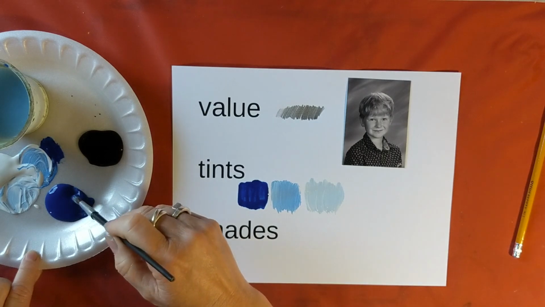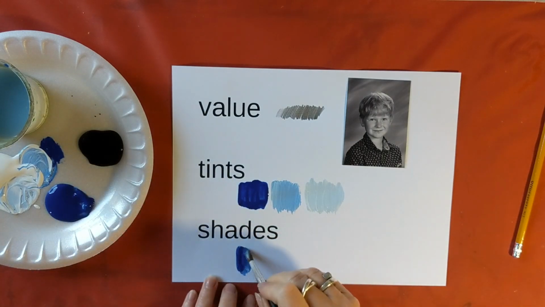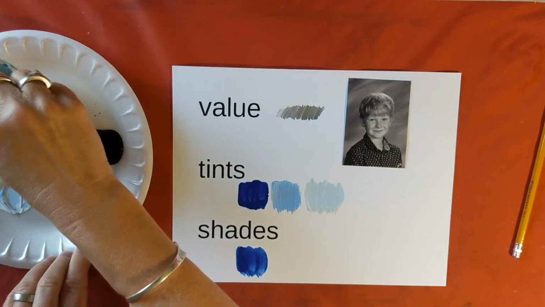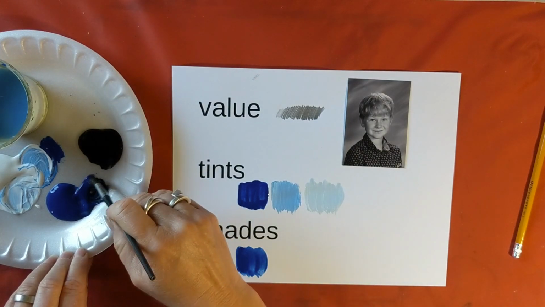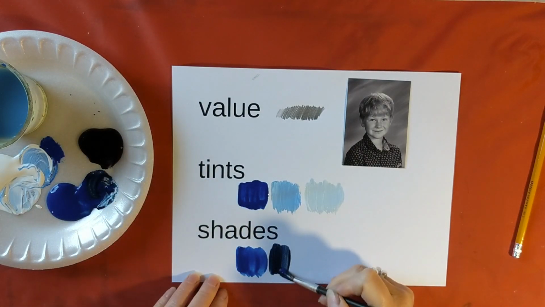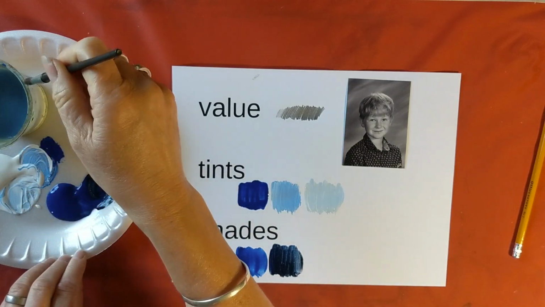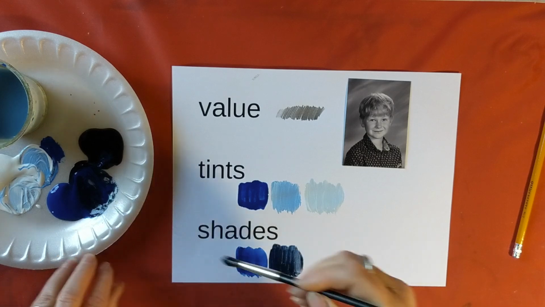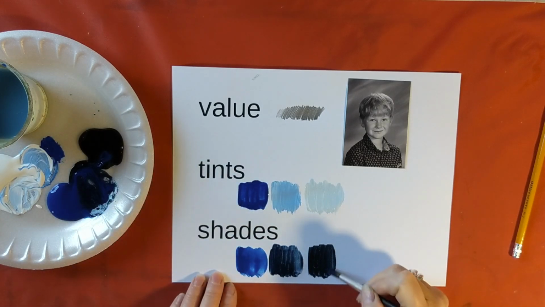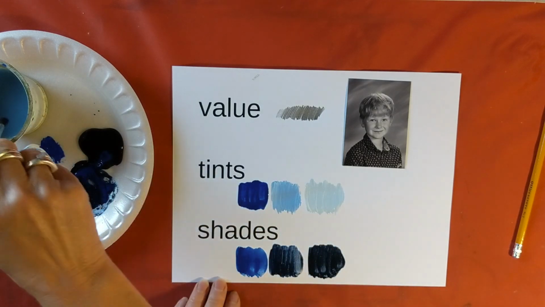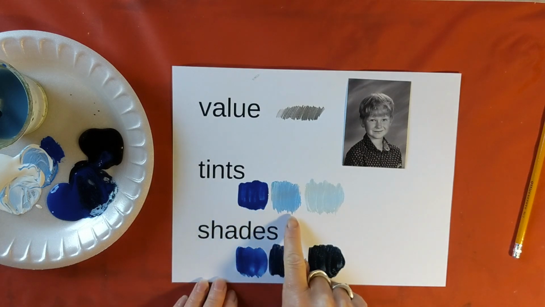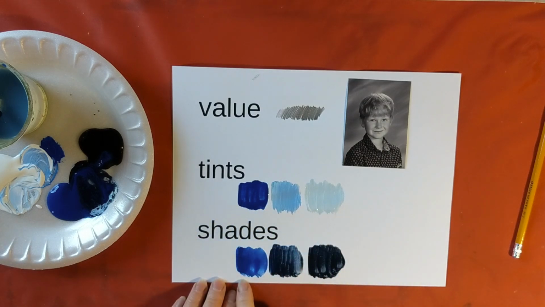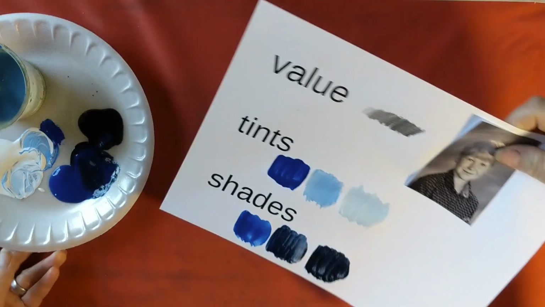Shades is going darker, so there's our blue again, and then we add black to it, and then I can add more. So it's just like when we're mixing our colours, add a little bit at a time, otherwise you'll get a really big colour change. So this is our tints where we add white to a colour, and this is our shades where we add black to a colour and it gets darker. So we're going to use both within our piece today.